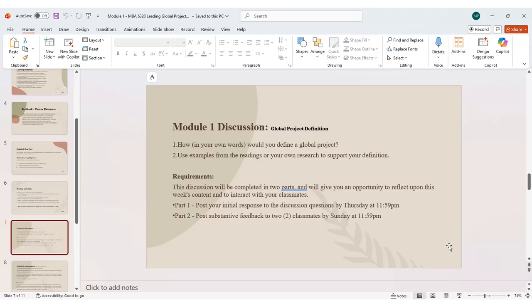And substantive means a few sentences, a paragraph or two, right? Nothing more than 2 paragraphs. So this doesn't need to be a novel. Make it short and sweet. Make sure you address the questions, and then we're good.